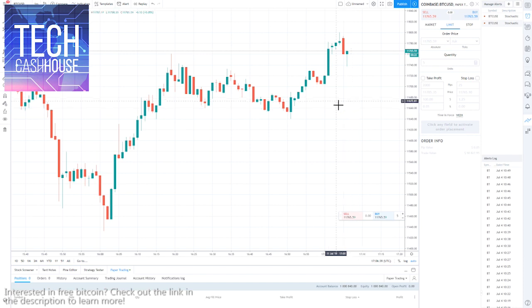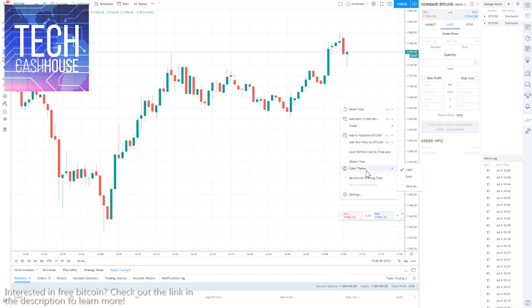So the next thing that you want to do, and this is my personal preference, but I find it makes trading much easier, especially because day trading can be high stress, is go ahead and right-click on the chart and go to Color Theme down here in this menu and go to Dark.